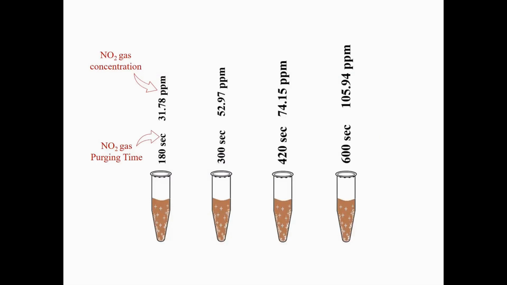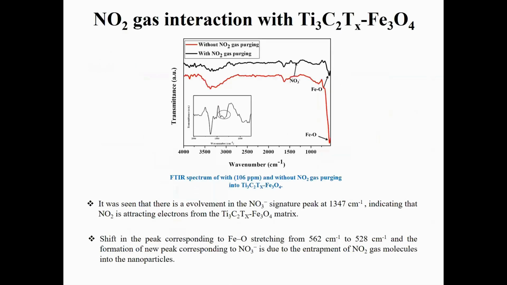With the help of the NO2 gas purging time, we calculated the NO2 gas concentration, because our instrument gives 10.59 ppm per minute. That's how we calculated it.